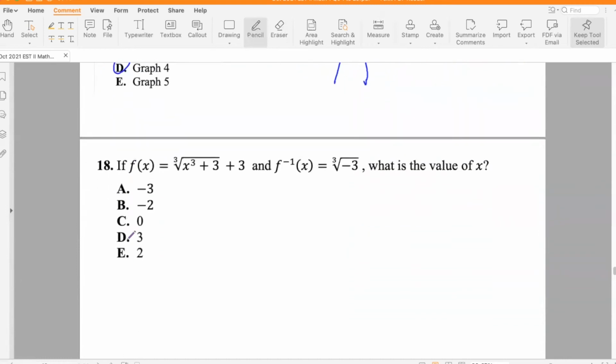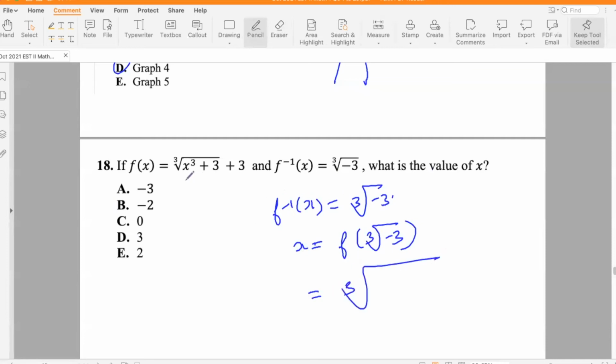If f(x) is the third root of x cubed plus 3, and f inverse of x is the third root of -3, what is the value of x? So f inverse of x is the third root of -3, so x is f of the third root of -3. So that would be the third root of -3, cubed, plus 3, which is -3 plus 3, so that is 0 plus 3. So x would be 3.